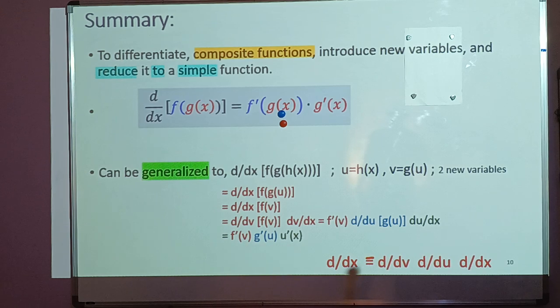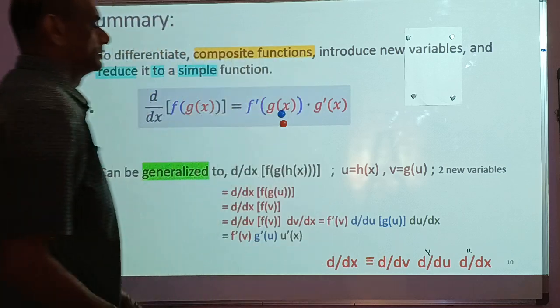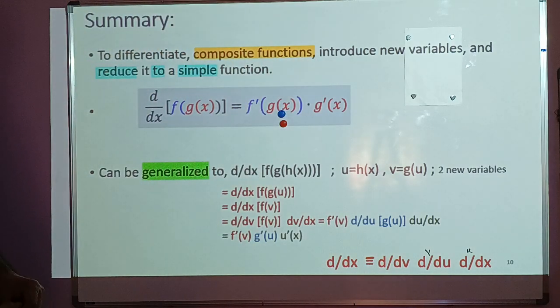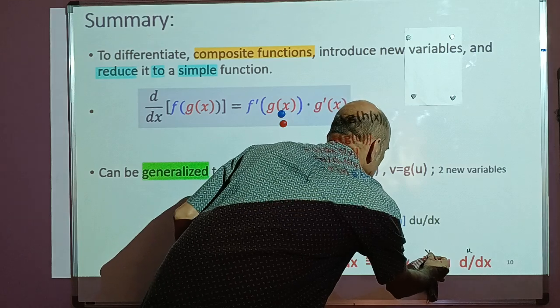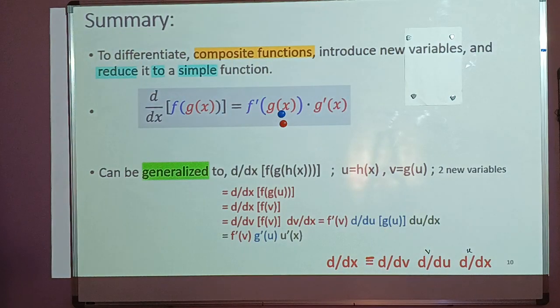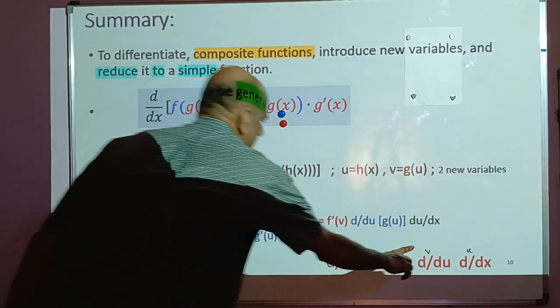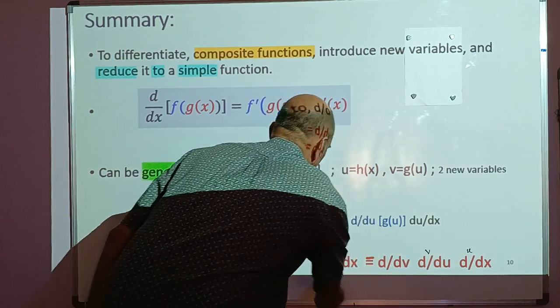So basically d by dx is written as d by dv into dv by du into du by dx. dv by du is known, du by dx is known, and then d by dv of the resultant thing can be found out. So here dv and dv will cancel, du and du will cancel, so it will give me d by dx.